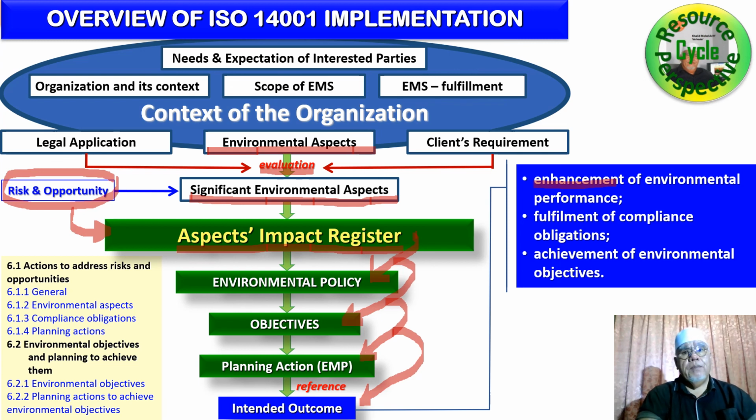enhancement of environmental performance. Where does it fit in? EMP. Fulfillment of compliance obligation. Where does it fit in? EMP. Objective. In fact, enhancements of environmental performance will later be translated into operational control. And achievement of environmental objectives. Where does it fit in? Environmental management program. So why do we have to change objective targets and EMP to planning actions to achieve?